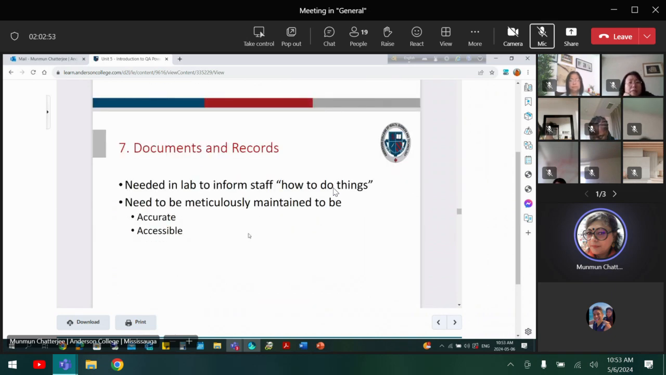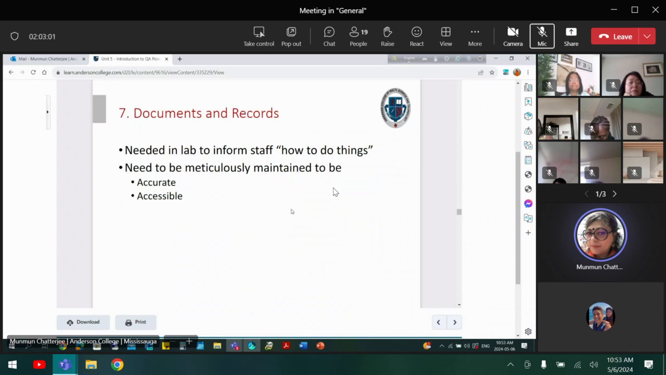Documents and records needed in the lab to inform staff how to do things need to be meticulously maintained, to ensure accurate and accessible results. So everything is focused on the accuracy and reliability of the patient result.